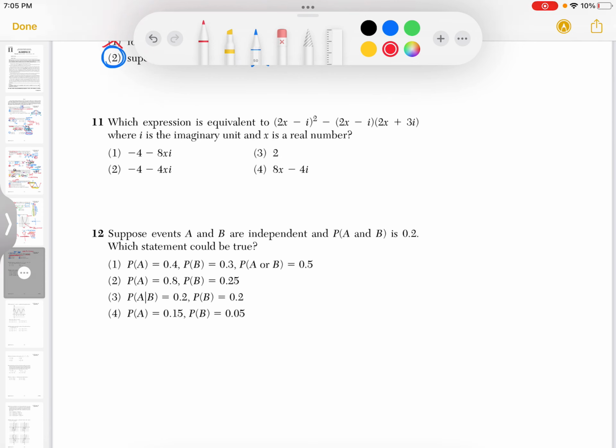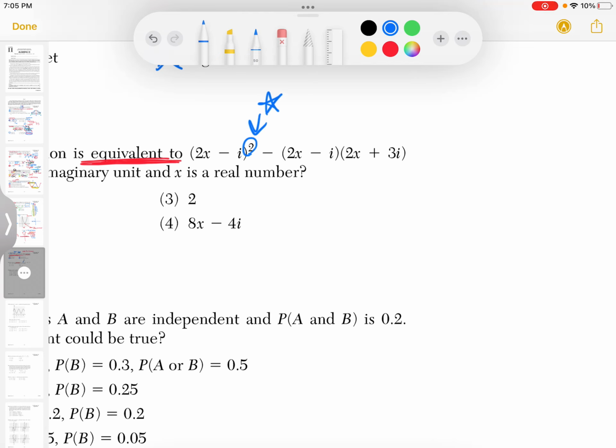All right, 2 more for this video. Number 11, which expression is equivalent to blah? So this is another one of those hints for you guys. When it says equivalent to, it's not telling you what to do, but if you look at your answers, you can tell that it was clearly just taking this and simplifying to get to those. So we're just going to tackle this and start doing math and kind of hope that we get towards the answer. First thing I noticed is this squared.